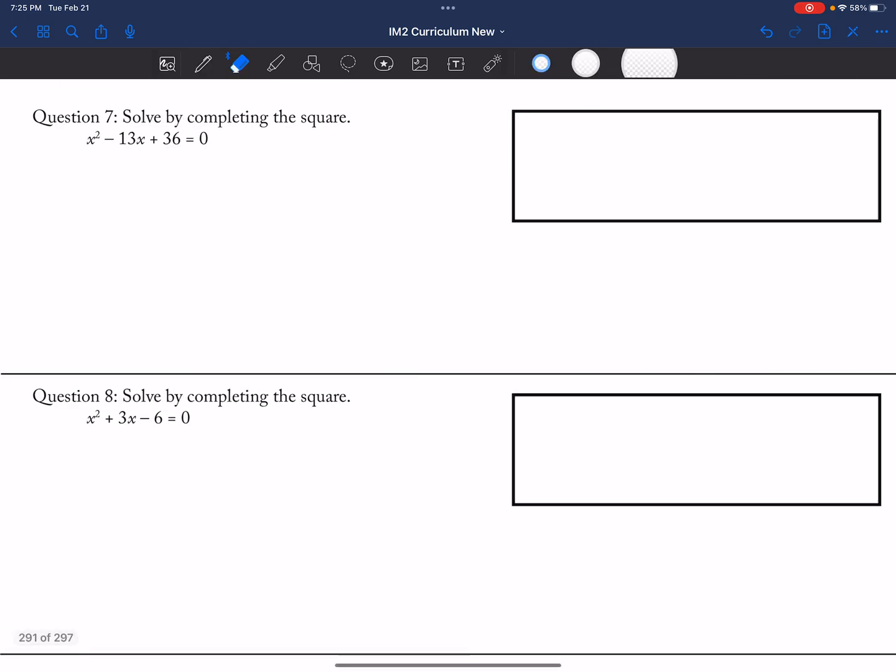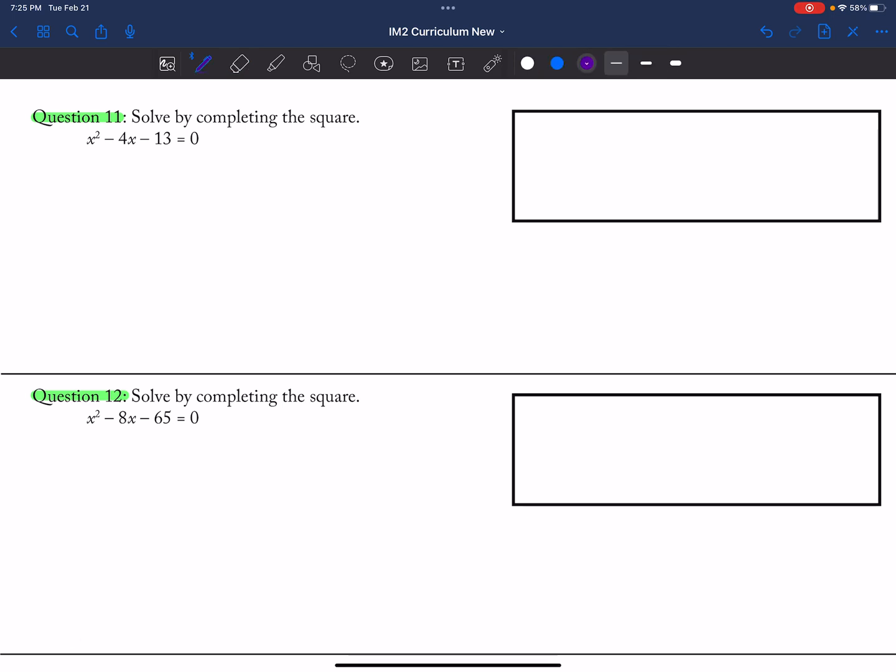Okay? We're skipping all the ones on this page. We're going to number 11. So to solve this by completing the square, I'm going to first move my 13 to the right-hand side. And then I have x squared minus 4x.